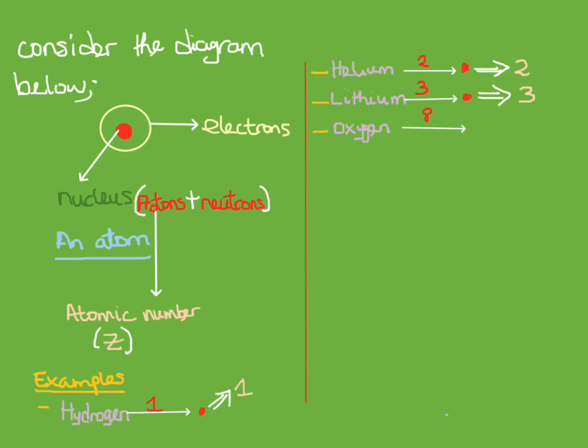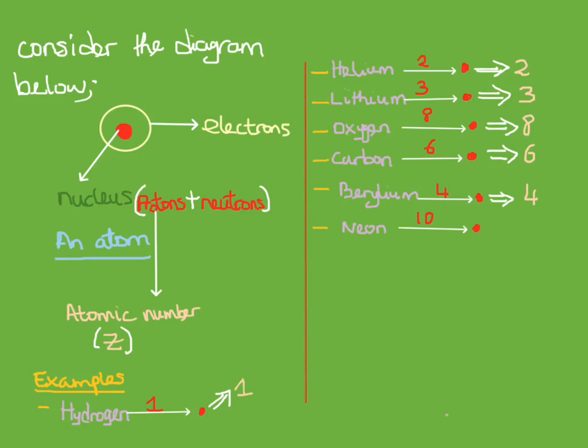Oxygen has 8 protons in its nucleus. Its atomic number is 8. Carbon has 6 protons in its nucleus. Its atomic number is 6. For the case of beryllium, which has 4 protons in its nucleus, its atomic number is 4. Finally, neon, which has 10 protons in its nucleus, its atomic number is 10.